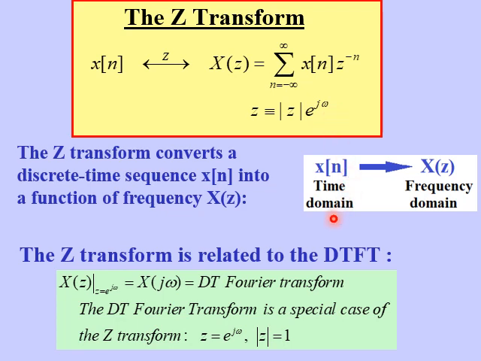So in the time domain, we have our sequence x of n. We will be doing the Z-transform to convert this into its frequency domain counterpart, x of z. And we'll see on the next slide in more detail how the Z-transform is related to the discrete time Fourier transform. In fact, the discrete time Fourier transform is just a special case of the Z-transform when the magnitude of z is equal to 1.